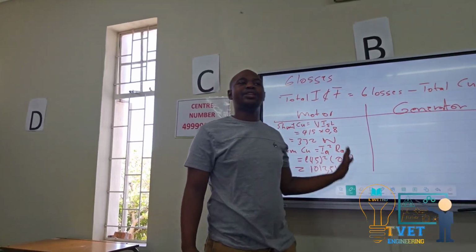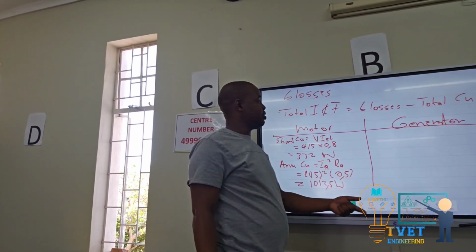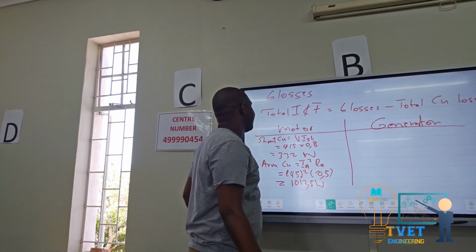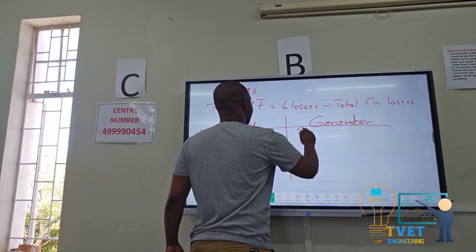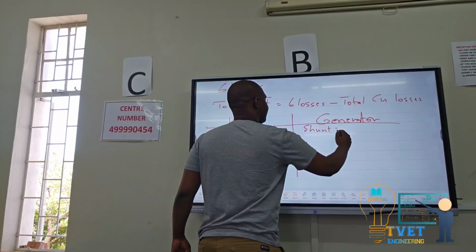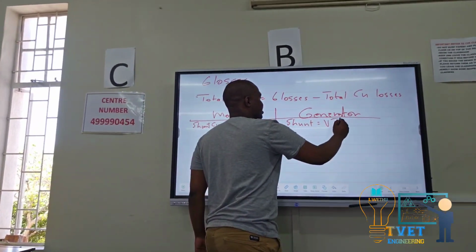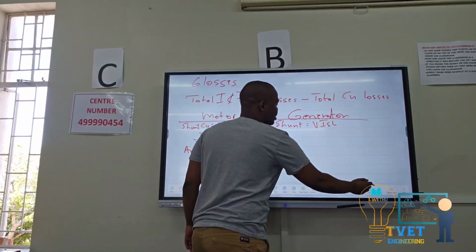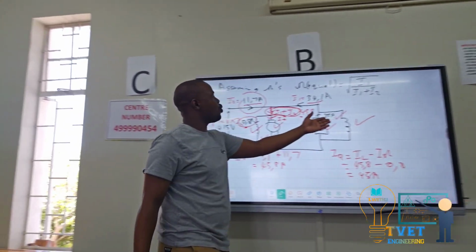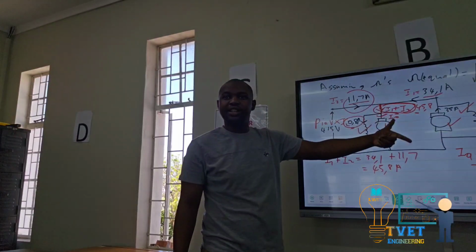Now we are done with the motor values and let us go to the generator. The shunt copper loss: we have the shunt current, so it's V times shunt current. Do we have the shunt current of the generator? No, we don't have it. Now you use Kirchhoff's laws.